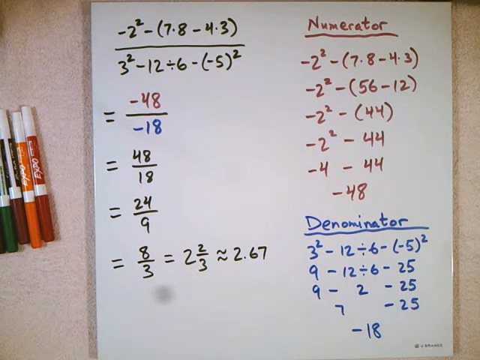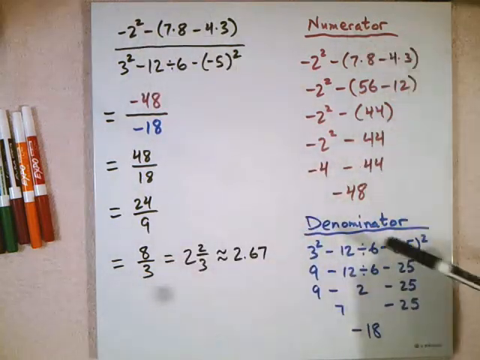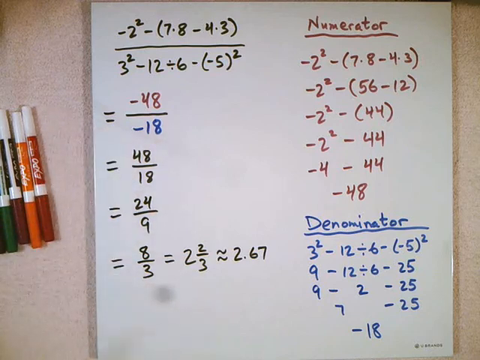So overall, it's a fraction. Do the numerator and denominator separately, and then just take this thing to lowest terms and look for your options at the end. And that's how the order of operations works.